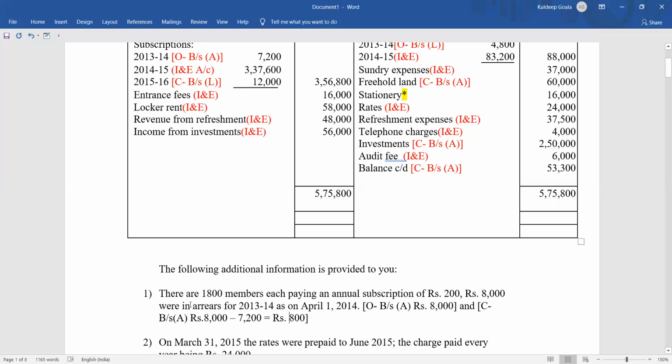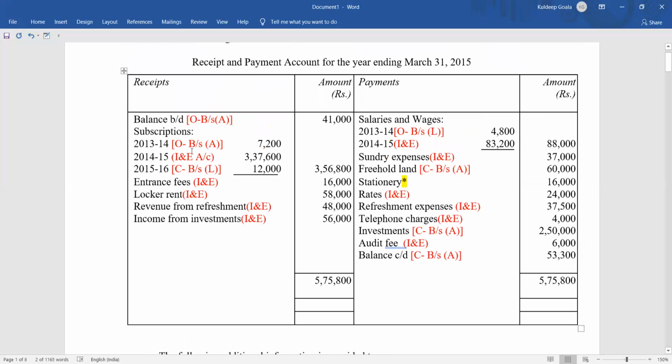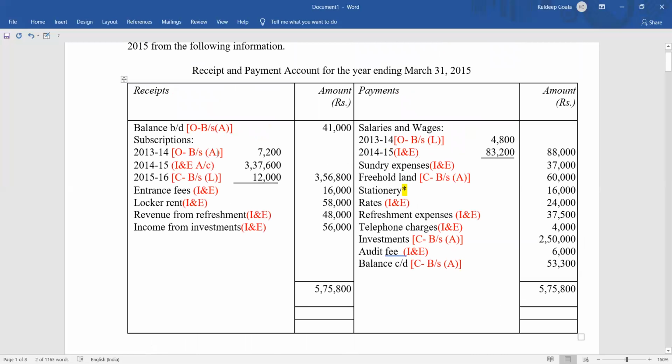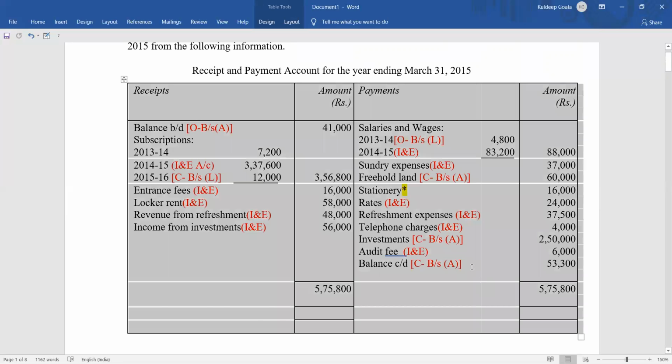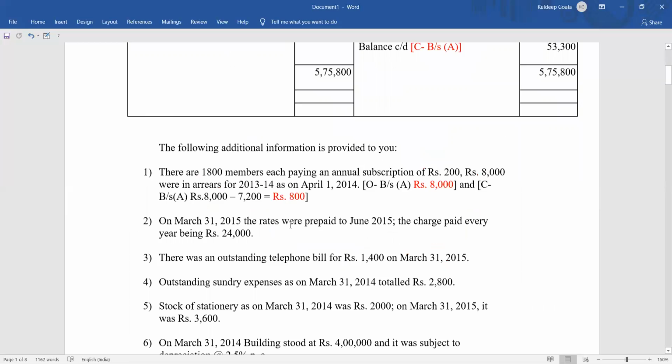Okay, so this 800 rupees will come in the closing balance sheet, right? And this 8,000 rupees will come in the opening balance sheet. And there will be no treatment for this particular 7,200 rupees. We can directly show this amount of money in the income and expenditure account. Okay, then coming to the next one.